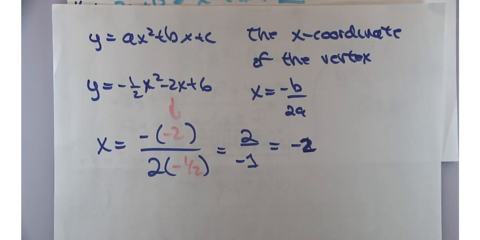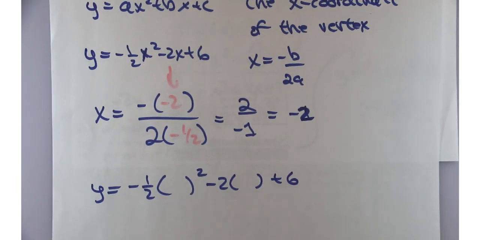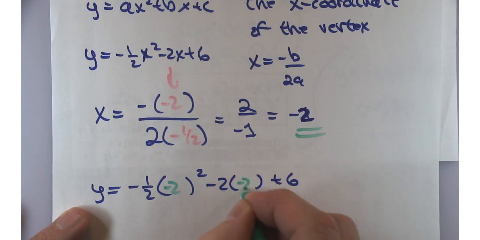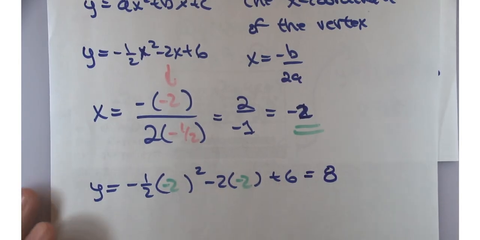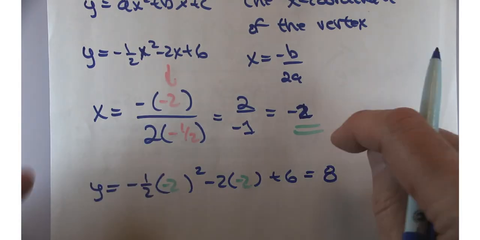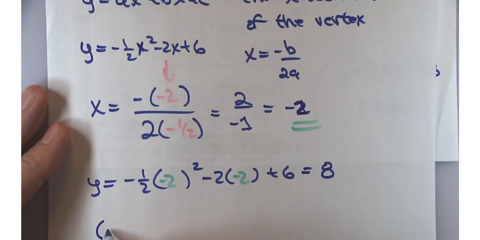How am I going to find the y-coordinate though? What do I do to find the y? I found the x-coordinate of the vertex. How am I going to find the y-coordinate? Plug in the x. Yeah, plug in the x. If you want the y-coordinate, just plug in the x. Thank you. So negative 1/2 times (negative 2) squared minus 2 times negative 2 plus 6. So just plugging in this guy right here. And when you grind it all out, shocker, you're going to get an 8. So great. Now we've got an 8 here. In fact, we know our vertex. So our vertex is negative 2 and 8.